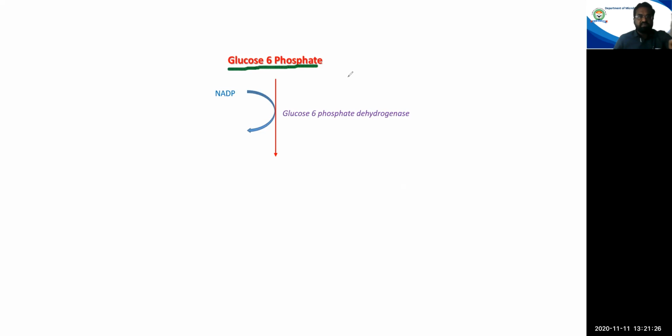So as for any pathway, the entry molecule is your glucose 6-phosphate. Basically, it will be glucose, D-glucose. The glucose will be acted upon by the hexokinase enzyme and it will be phosphorylated to form glucose 6-phosphate. Okay, it is the phosphorylated or charged form of your glucose molecule. Now it has entered the pathway.